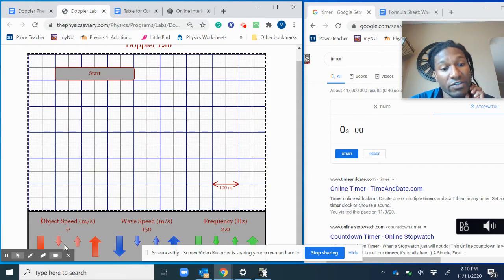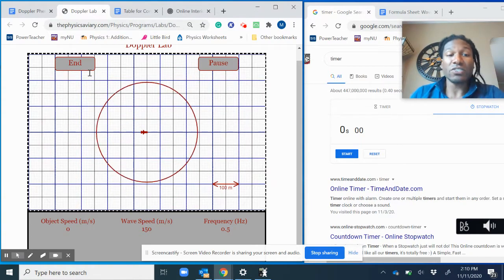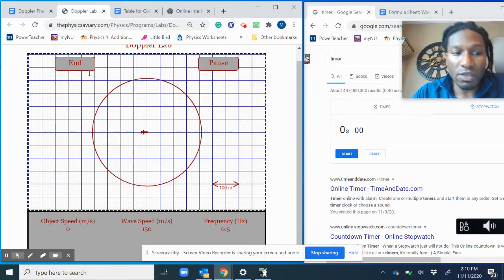So nice, I already have it at 0. I would recommend making the wave speed really fast, 150. And now let's lower this frequency to 0.5, too low, 0.5. Okay, and let's just start it to see what it looks like. I don't need to make any measurements here, it's already done for me. But let's talk about what our next measurements will look like.